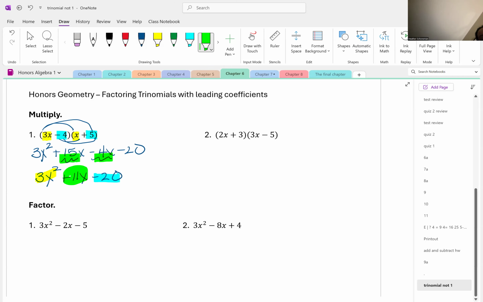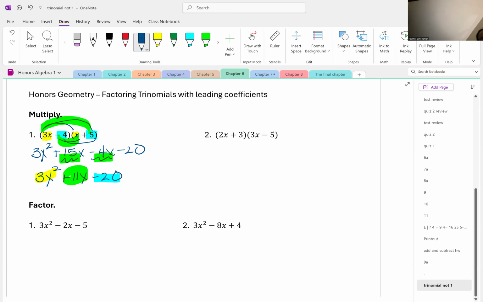And so that happened by taking the 3 times the 5 and the negative 4 times the x. That's how we got those two numbers. So it's a combination of things that get us the middle term, so we have to look at the options that work. Okay, let's look at this one more time, and then we'll try the factoring.